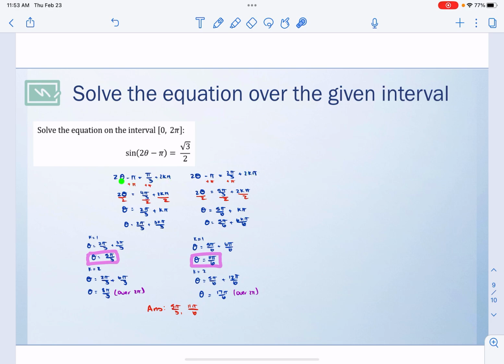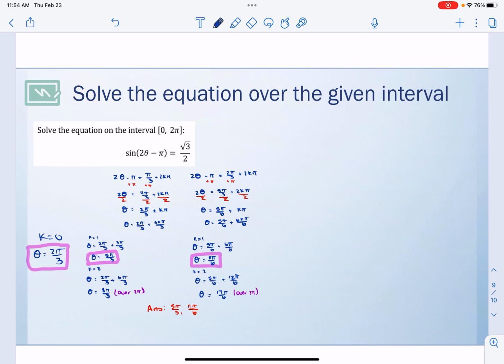Then I'm going to isolate theta, so I'm going to add pi. So I get 4 pi over 3 plus 2k pi. Then I'll divide by 2 here. So I get theta is equal to 2 pi over 3 plus k pi. Again, I'm going to have to continue, so I'm going to multiply by 3 over 3. That's going to be my first equation. I'm going to let k equal 1, and I get 5 pi over 3. I'm also going to let k equal 0. So theta is equal to 2 pi over 3, which is also going to be a solution.